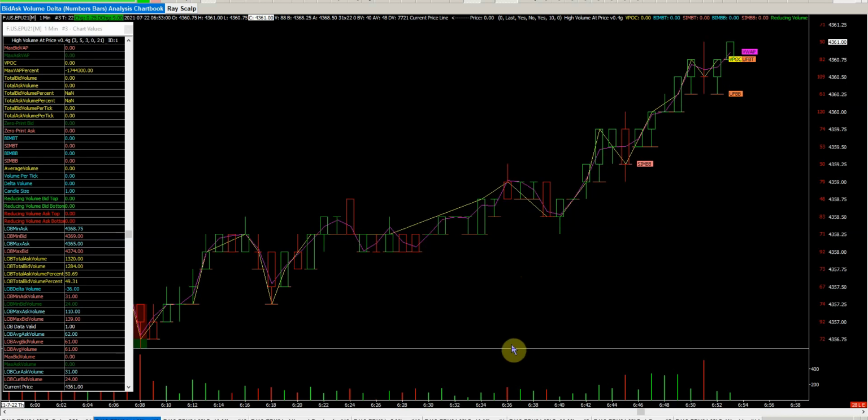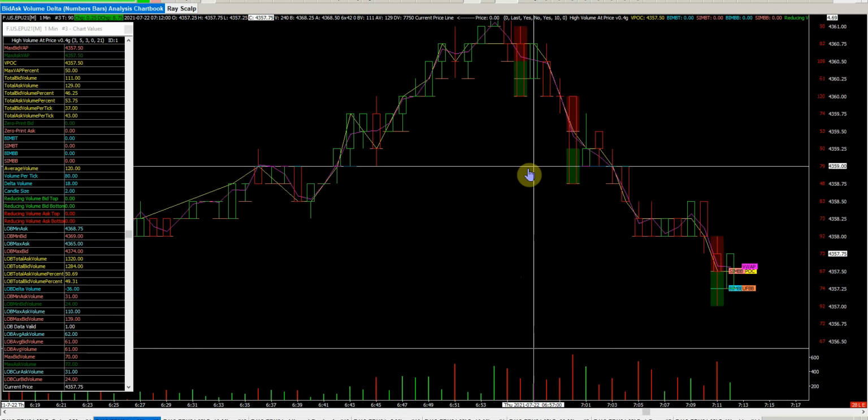If I get a buying or selling imbalance at the top, a VPOC at the top of a bar, VPOC at the bottom of a bar, buying and selling imbalances at the extremes, the bottom and top of the bar. That's what you want to look for. That's definitely what you're looking for.